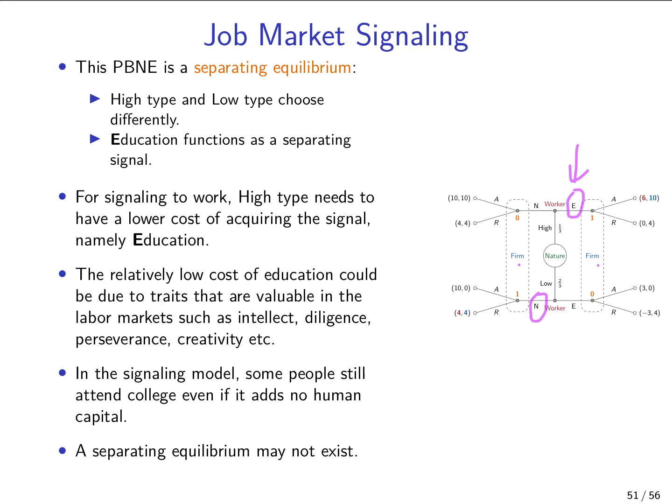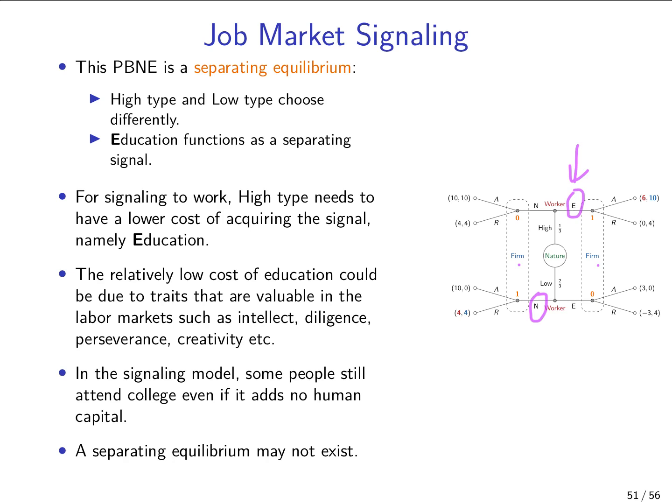And in this setting, the relatively low cost of education could be due to traits that are valuable in the labor market, such as intellect, diligence, perseverance, creativity, and so on. For that reason, it gives the high type worker a lower cost of getting that signal, but it also means that that kind of worker could be more productive for the potential employer.